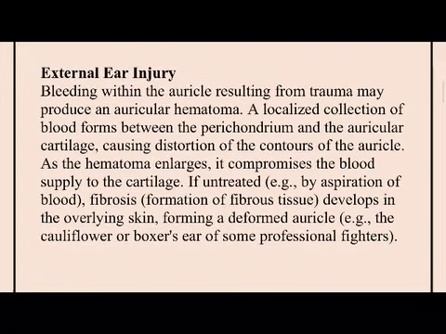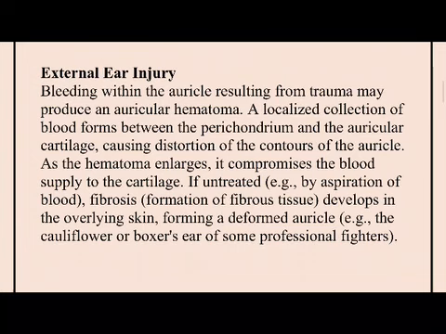Let me talk about external ear injury. You could have bleeding within the auricle. Such bleeding comes from trauma, and you now have an auricular hematoma produced as a result. When you have a localized collection of blood forming between the perichondrium and the auricular cartilage, you have distortion of the contours of the auricle.